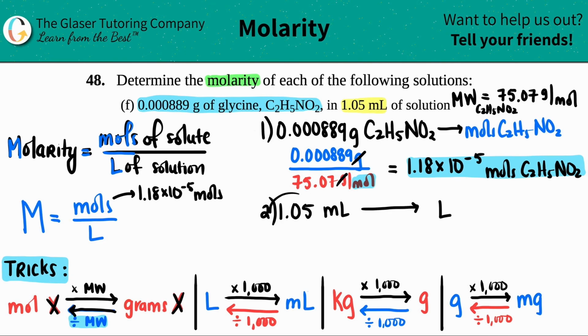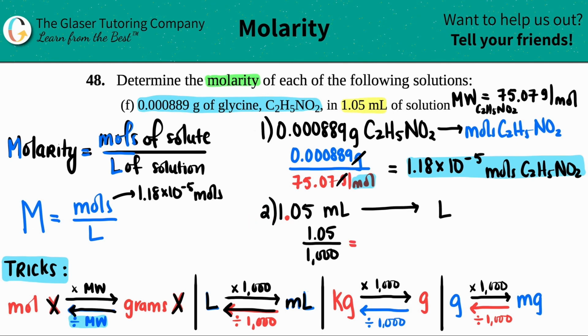Now we have to find the liters. We have to take the 1.05 mL and convert it into liters. Well, here's the other quick trick, guys. Whenever we have milliliters and we want to go to liters, all we have to do is take the value that we have and divide it by 1,000. So I'm either going to take the 1.05 and divide by 1,000, or more simply, you can move the decimal over 3 spots to the left and fill in the zeros. Either way, you'll still get the same answer.